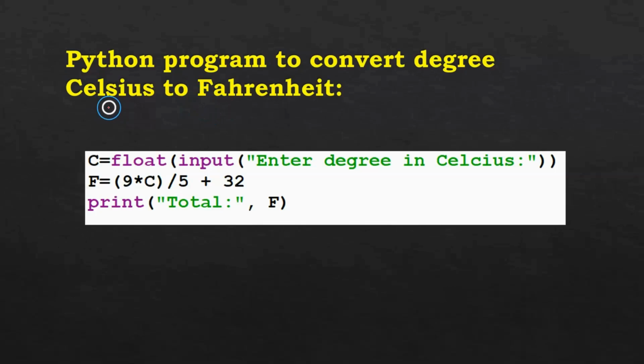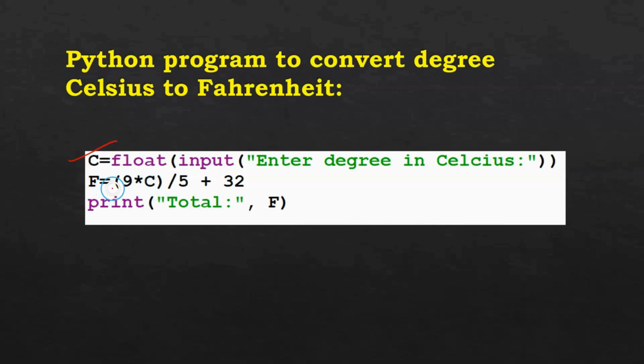The next part is a Python program to convert degrees Celsius to Fahrenheit. Now we want to enter the Celsius value, so int of input, or you can use float of input, enter the degree in Celsius. Then we write the formula for that, and we have to use the asterisk symbol like this and enclose that within parentheses.